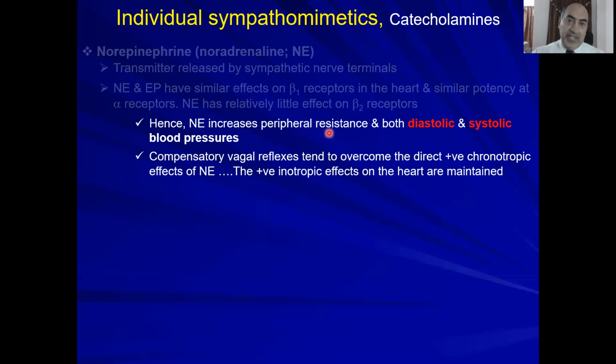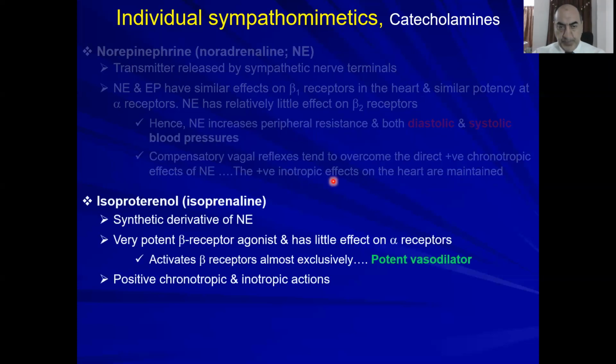I think adrenaline increases systolic but decreases diastolic. Here there is no or mild effect on beta-2. So everything will increase diastolic and systolic blood pressure. However, heart rate, because there is some reflex bradycardia, okay, so the heart rate may decrease, but the positive inotropic effect will be maintained. The third drug is isoproterenol, also called isoprenaline.